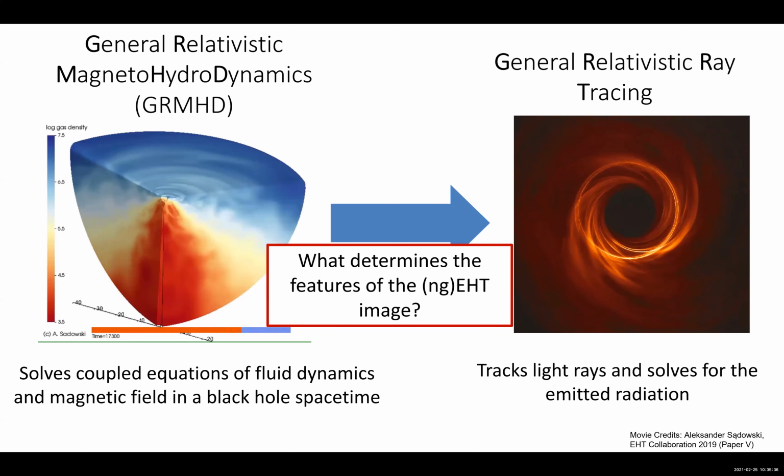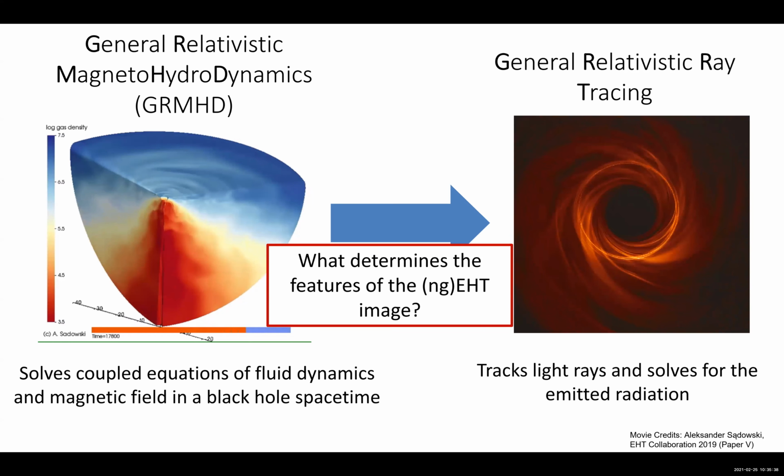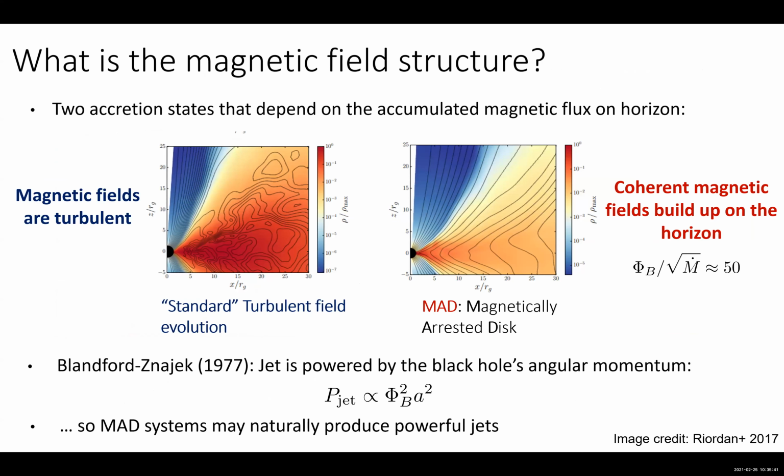In terms of determining what the fundamental features of these images are, we have things that we've talked about all week, such as the magnetic field structure. Is the magnetic field in this standard turbulent state where the magnetic fields are weak and turbulence allows for accretion, or are they in this magnetically arrested disk state where fields become coherent and strong and push back against the accretion flow? In general, we have the insight that Blandford-Znajek jet power is proportional to the magnetic flux in the black hole. So you might expect this MAD scenario to be a natural one to explain powerful jets, for example.